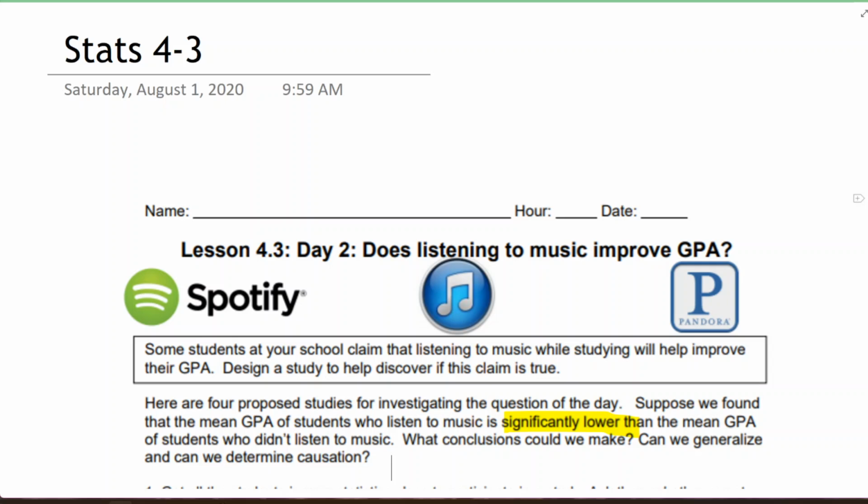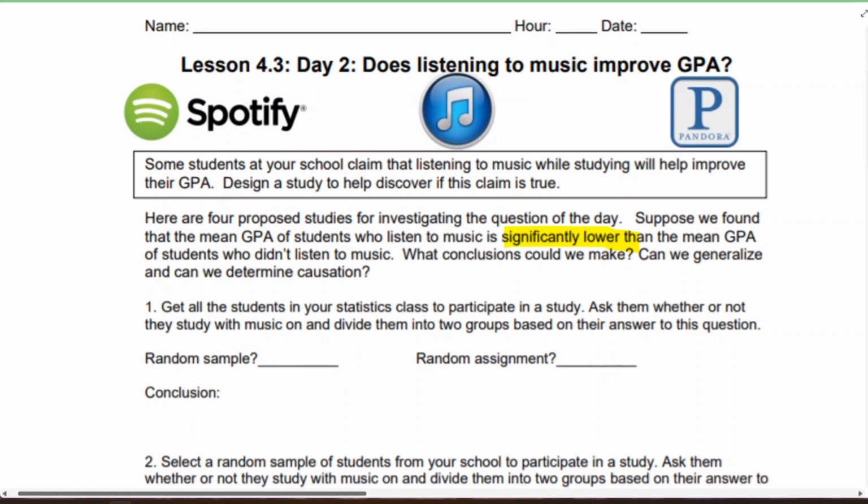So we have an interesting look at things today. We've got 4.3 Day 2. We're going to be looking at, does listening to music improve GPA? So this is our setup: some students at your school claim that listening to music while studying will help improve GPA. So design a study to help discover if the claim is true.